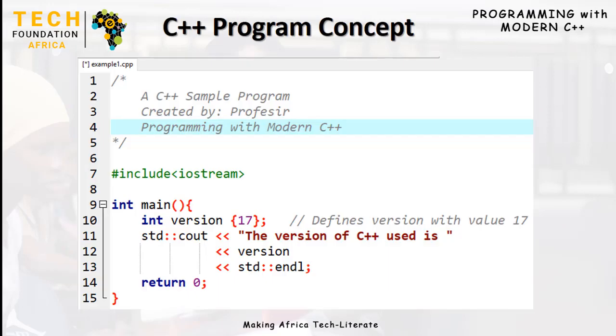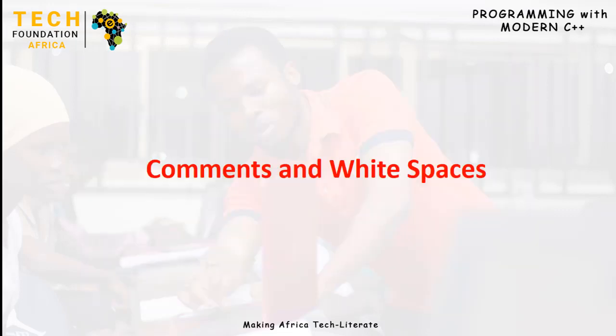So this is a sample program that I've written. I modified what we did in the other one, and I'm going to use this sample program to talk about the things that I want you to know. If you look at this sample program, you can easily see that when we run it, it's going to display the text. The version of C++ used is 17. Now let's look at the parts of the program. We'll start off with the comments and whitespaces.